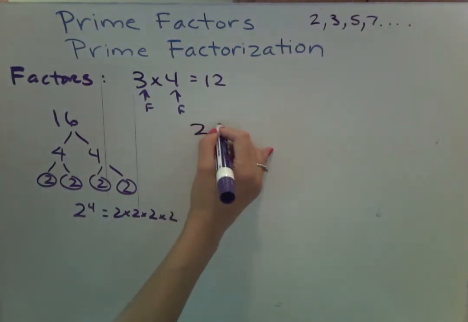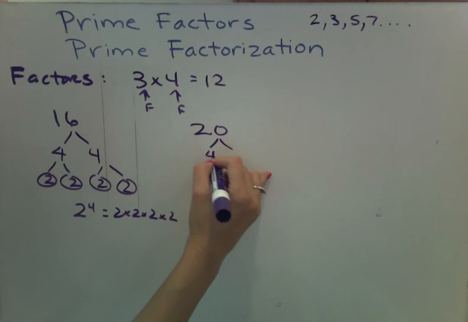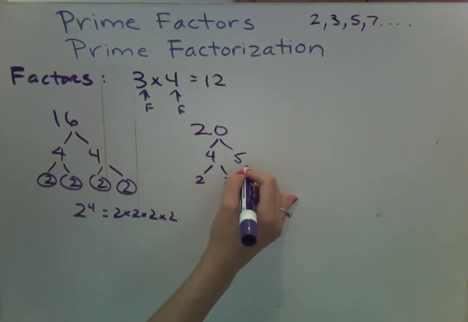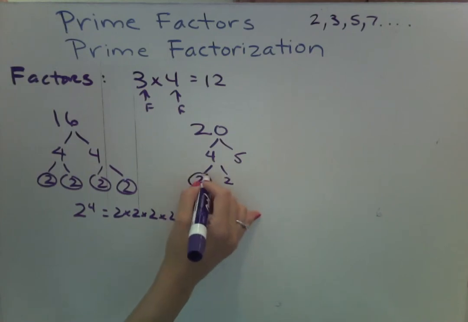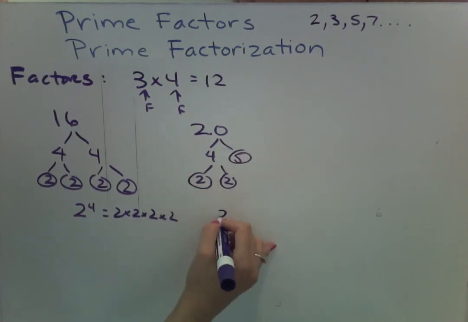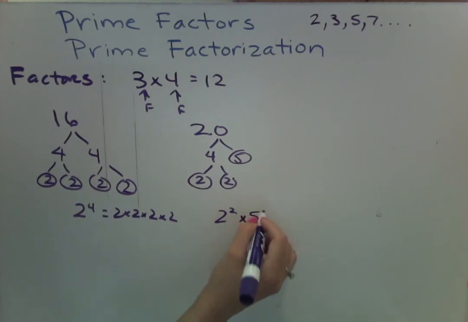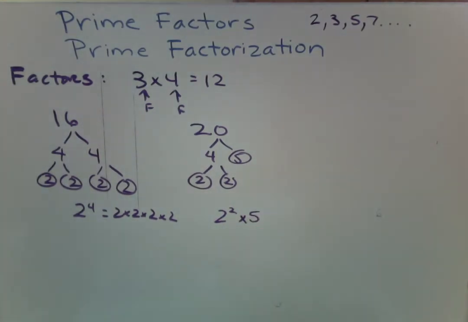Let's find the prime factors of 20. Again, we just break this down into its prime form. And you notice that 5 is already a prime number, so this is 2 to the 2nd power times 5. So those are what prime factors are.